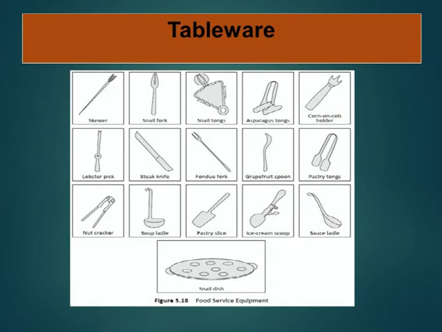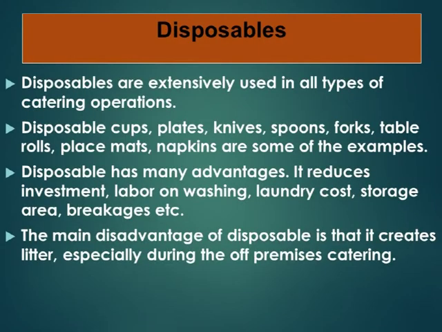Disposables. Disposables are extensively used in all types of catering operations. Disposable cups, plates, knives, spoons, forks, table rolls, placemats, napkins are some of the examples. Disposables have many advantages. They reduce investment, labor on washing, laundry cost, storage area, breakages, etc. The main disadvantage of disposables is that they create litter, especially during off-premises catering.